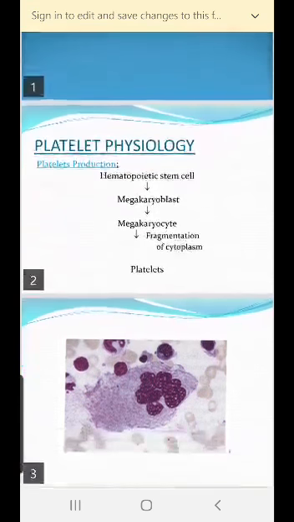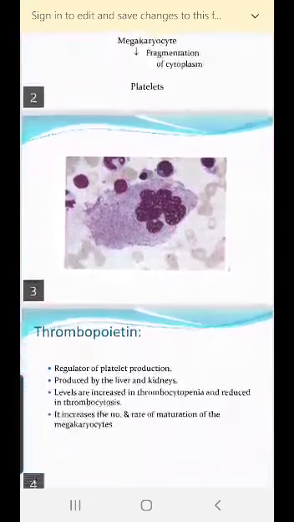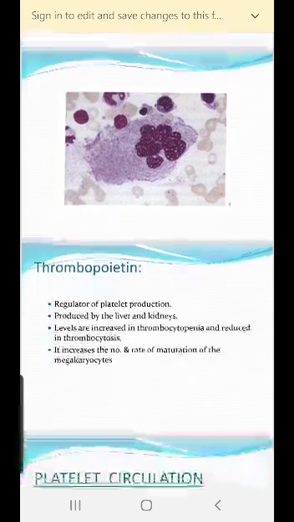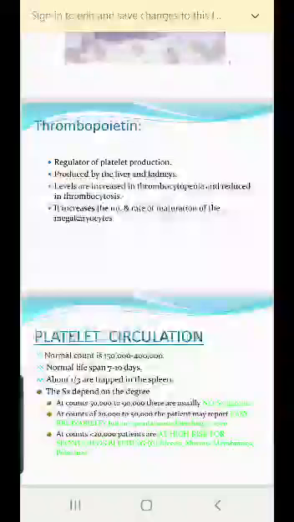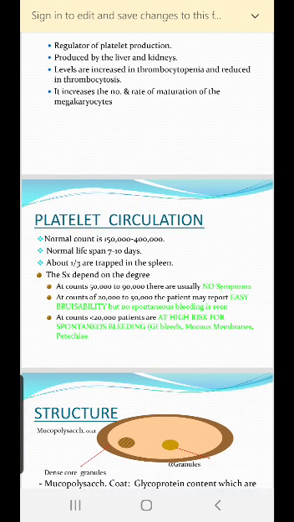The first slide shows you that the platelets come from megakaryocytes, and this is the picture of a megakaryocyte, which has a multilobated nucleus with abundant cytoplasm. Thrombopoietin is the one which helps in the production of platelets. The normal function of the platelets is to prevent bleeding. The normal lifespan is around 7 to 10 days, and the count is between 1.5 to 4 lakhs.